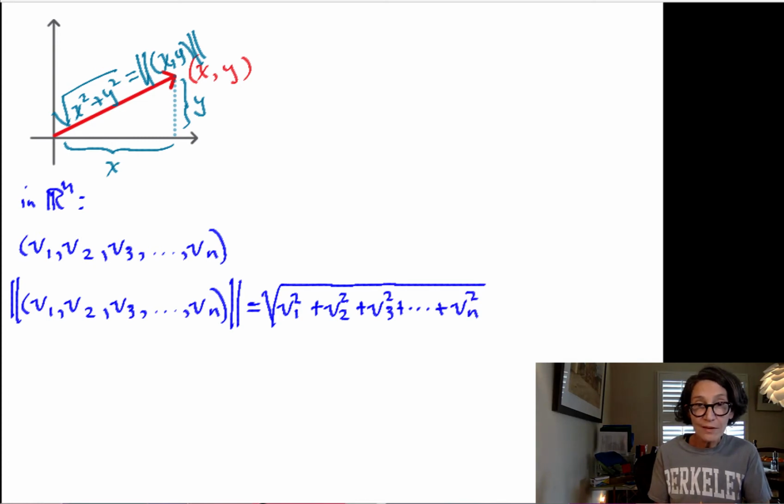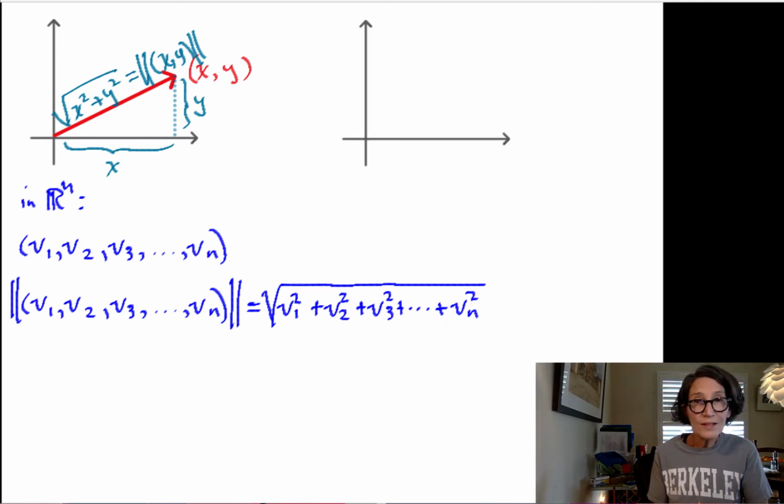Notice that the sum inside the radical is a non-negative number because it's a sum of squares of a bunch of real numbers. And notice also, it's only going to be 0 if every single one of those components was 0. So the only vector in Rn that can have length 0 is the 0 vector. Every other vector has positive length.